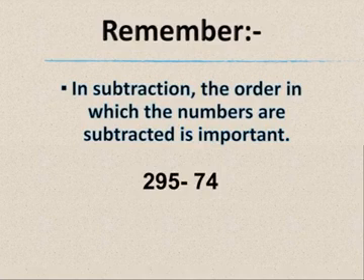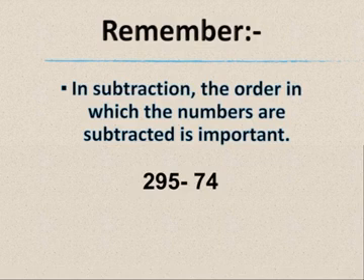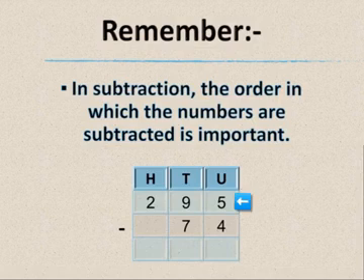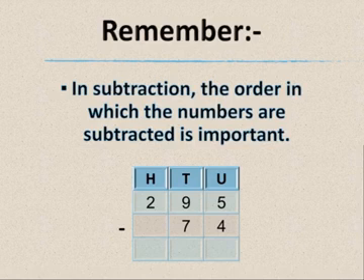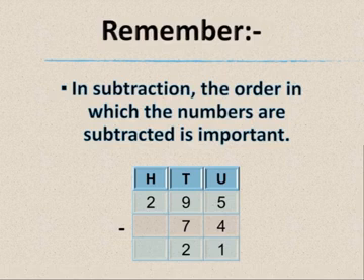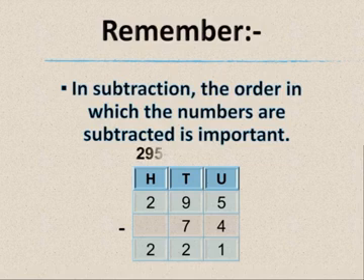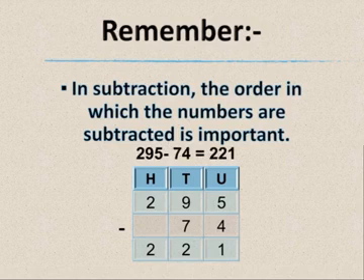295 minus 74. Write the bigger number above the smaller number. 5 minus 4 is equal to 1. 9 minus 7 is equal to 2. Since we have just one number in the hundreds place, we will write the number as it is. 295 minus 74 is equal to 221.